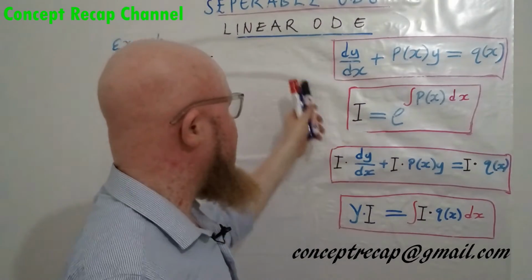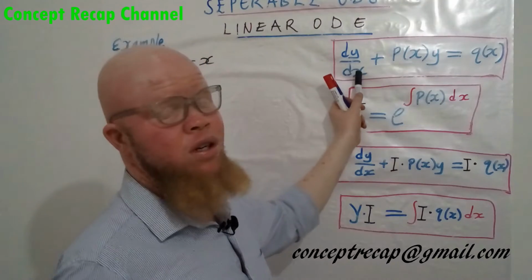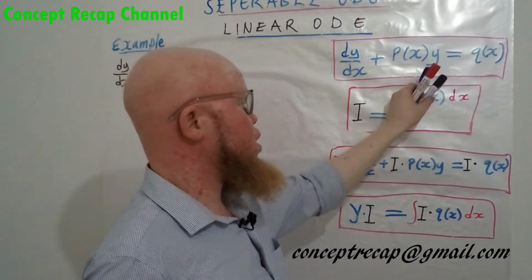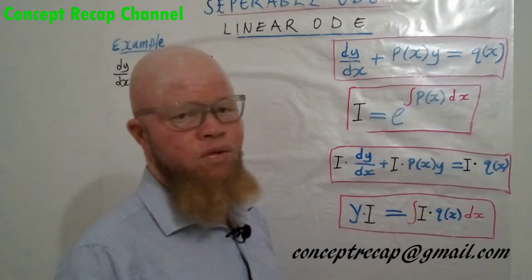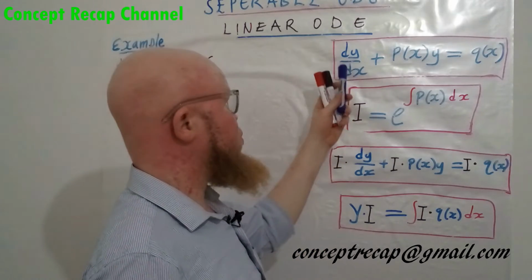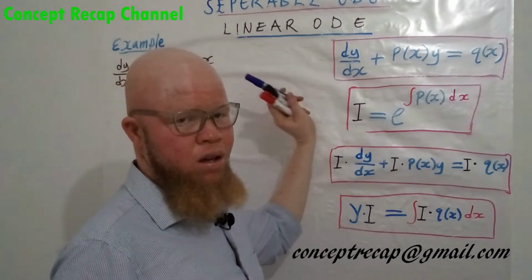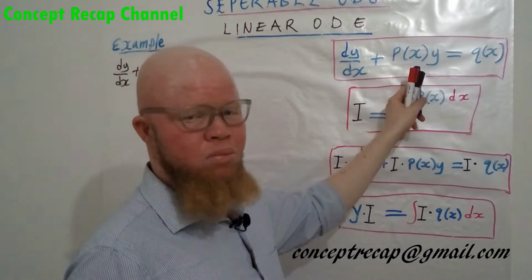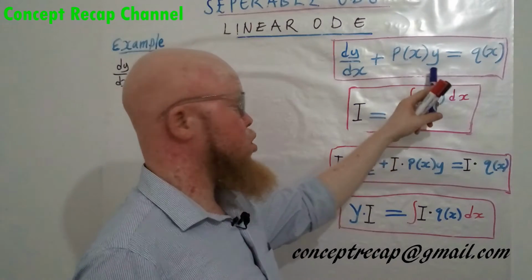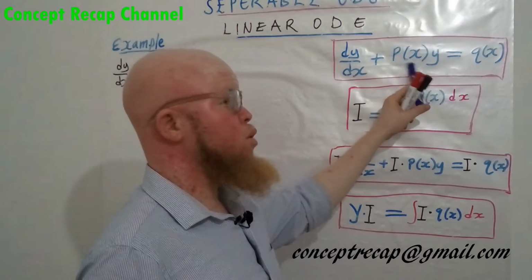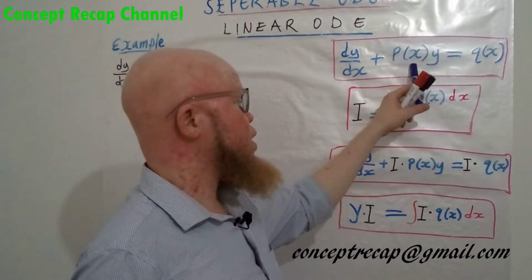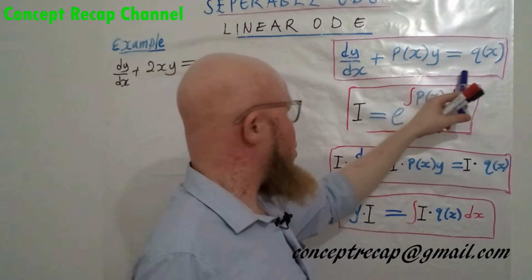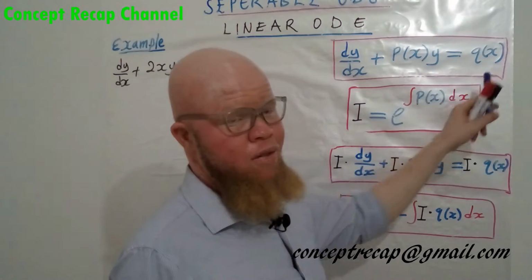This is called the standard form, and the standard form of a linear ordinary differential equation is that it has dy/dx plus p of x times y is equal to q of x. So you have dy/dx, you can have y prime or anything, but it's just dy/dx like this, and you have p of x multiplied by y. So you check your equation. p of x is a function of x only, and that is in front of y like this. And then you also have q of x as another function of x only.